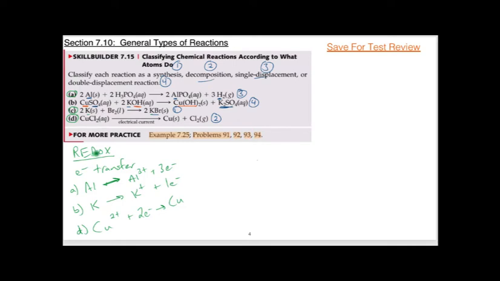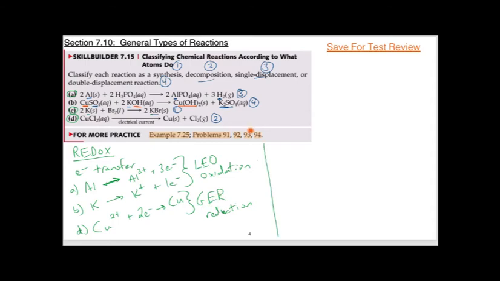Last thing, redox stands for reduction and oxidation. So if it's loss of electron, it is oxidation. And then if it is gain of electron, it is reduction. A mnemonic that you often hear with this is LEO the lion goes GER, for what it's worth.